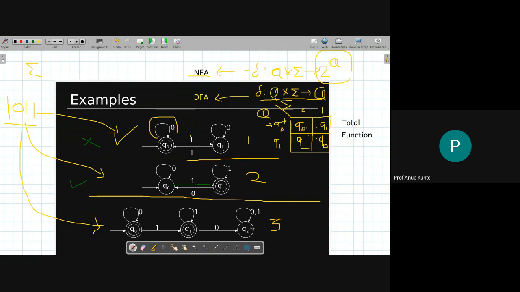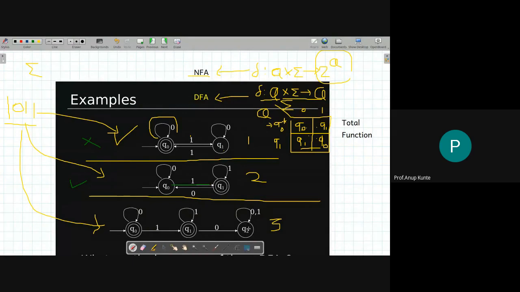What about this third device? I'm in Q0 initially. On input 1, I go over here. On input 0, I go to Q2. And now you will find that this Q2 is an interesting state.